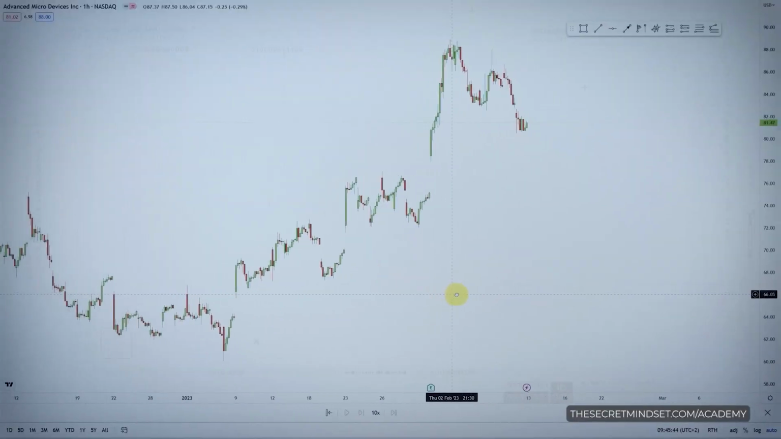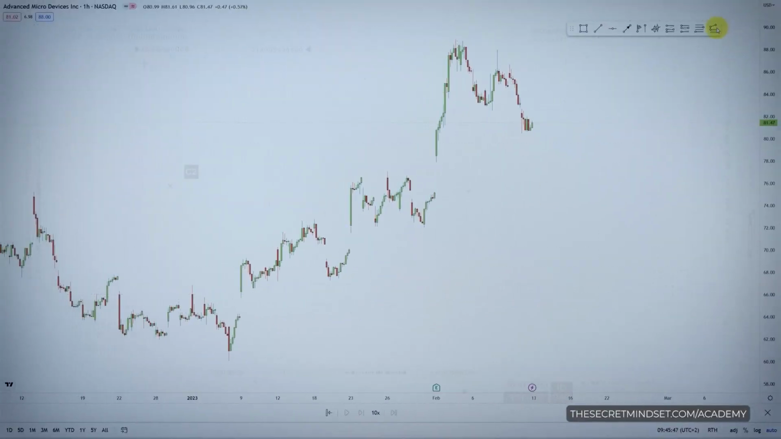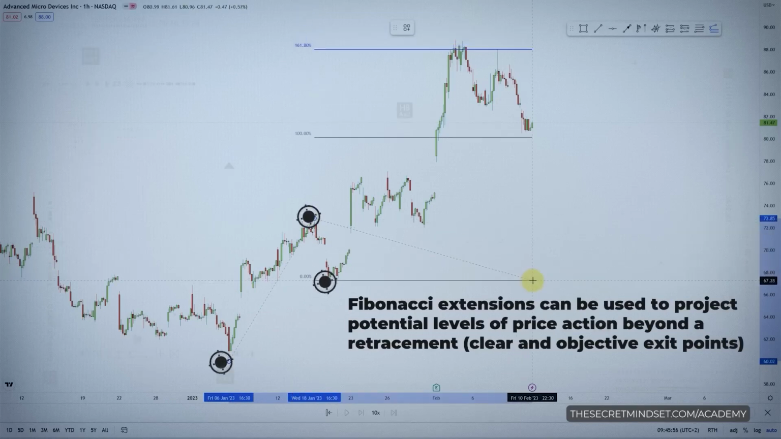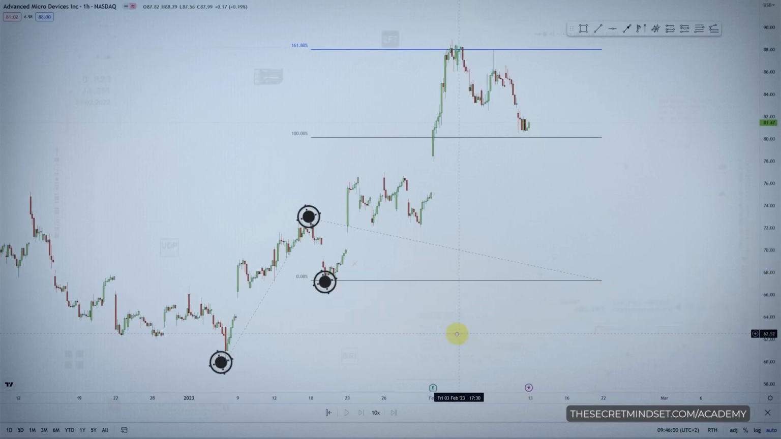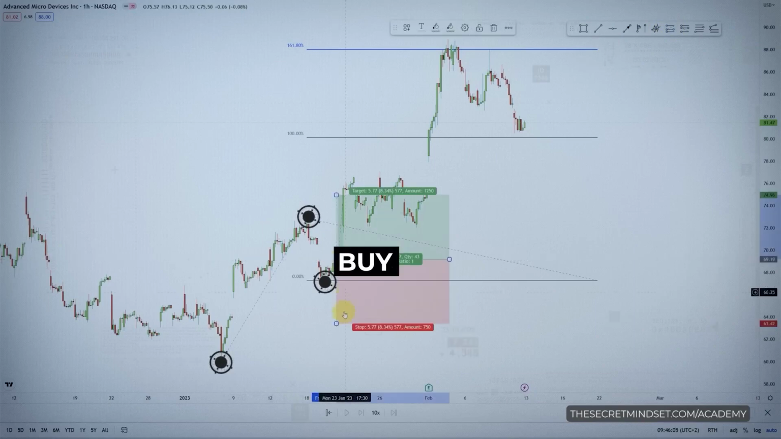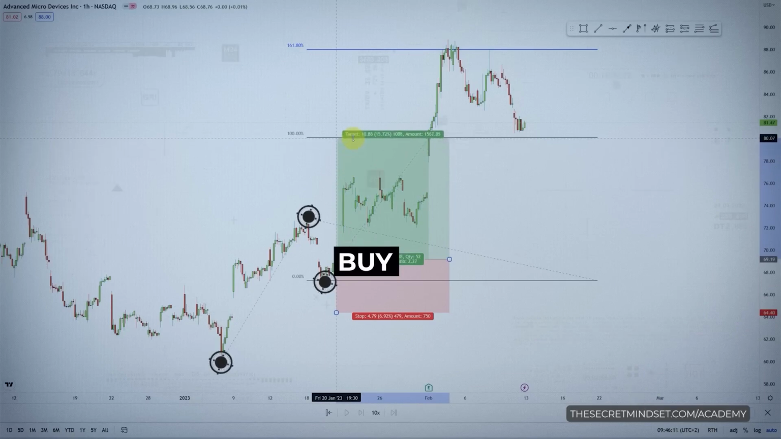Taking profits using Fibonacci extensions is my favorite take-profit method. Fibonacci extensions can be used to project potential levels of price action beyond a retracement. In short, you get clear and objective exit points. For example, if you buy a market in an uptrend, you can use Fibonacci extensions to find potential levels of resistance where you can scale out of your position.